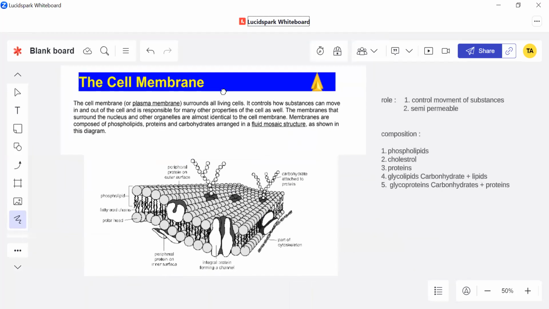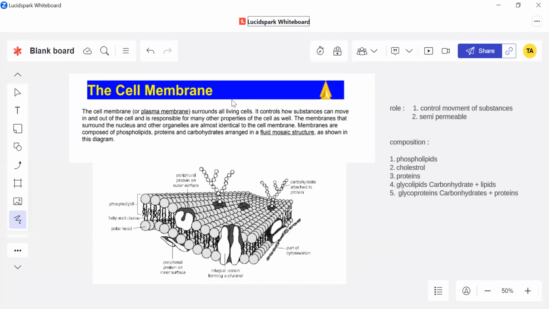So let's start with the cell membrane. Our organelles and cells are surrounded by something called the cell membrane, and all living cells are surrounded by this. In eukaryotes, remember, eukaryotes are surrounded by cell membranes. So this cell membrane controls how substances move in and out of the cell and is responsible for many other properties of the cell as well.